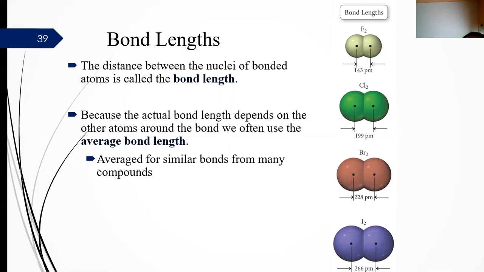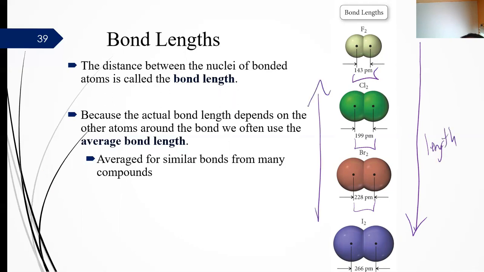And so this is a picture where we can see our bond lengths for our F2 versus that of our chlorine versus our bromine. And you can see that as we go down the column, our bond lengths are increasing in their length. And so while the length is going up, our energy should be going the other way. Because the shorter the bond, the more energy there is inside of it.